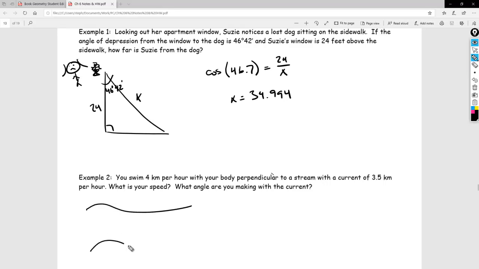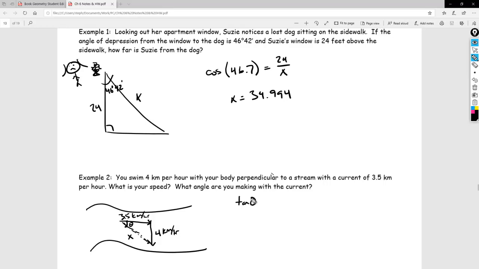So if we have a stream, let's say you're trying to exert a force of 4 kilometers an hour perpendicular to the stream. If the stream is pushing you 3.5 kilometers an hour, and so you're actually exerting a force in this way. Okay. And I'm interpreting the angle to be right here. So this will be theta and this will be x, and those are the 2 variables that I'm solving for.